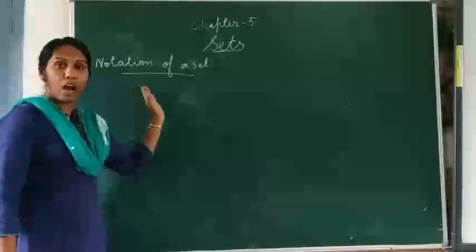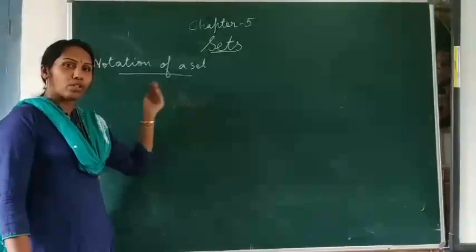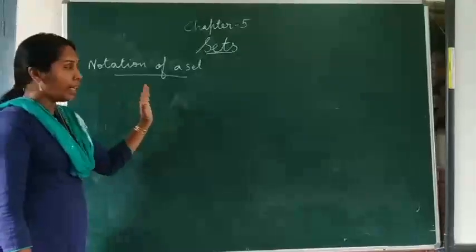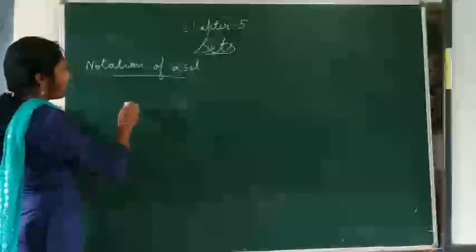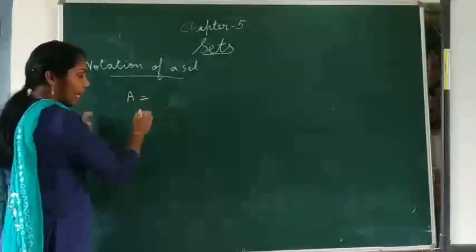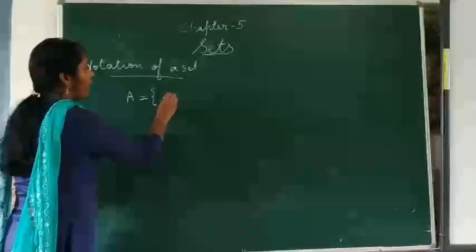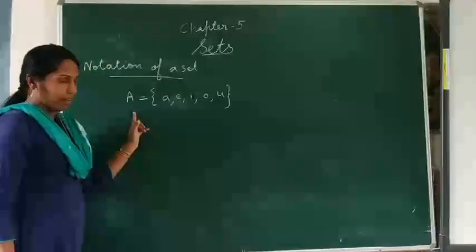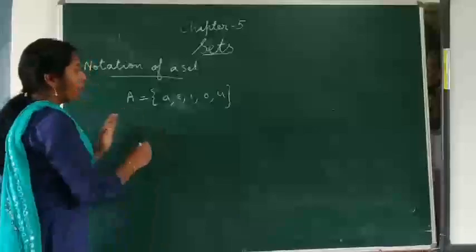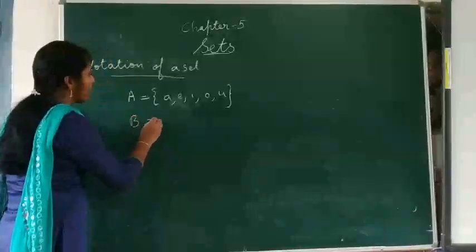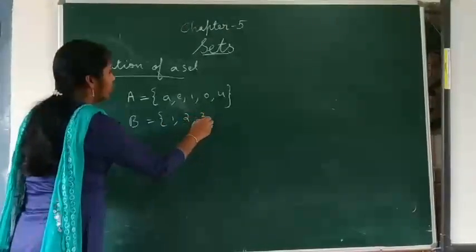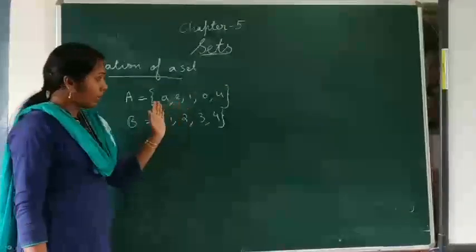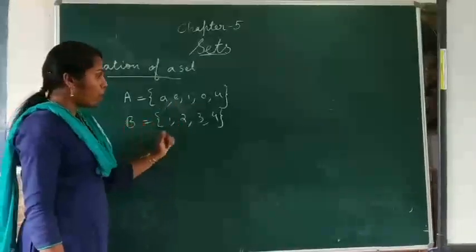The notation of a set. How can we denote the set and also the members of a set? Usually the sets are denoted by the capital English alphabets A, B, C, etc. For example, we consider a set A. A is equal to {a, e, i, o, u}. So here the name of the set is A. So we use capital English alphabets for denoting the set. Another example, set B is equal to {1, 2, 3, 4}. So this way we can represent the sets. Usually the members of the sets are represented with the help of small letters.